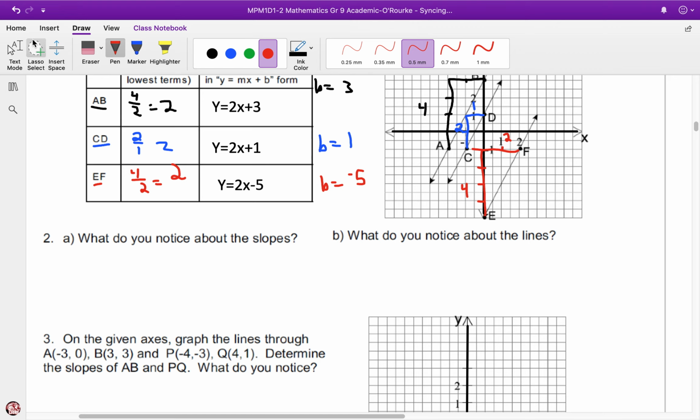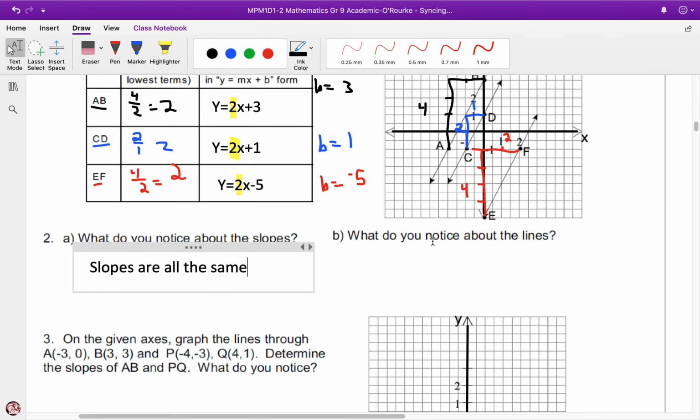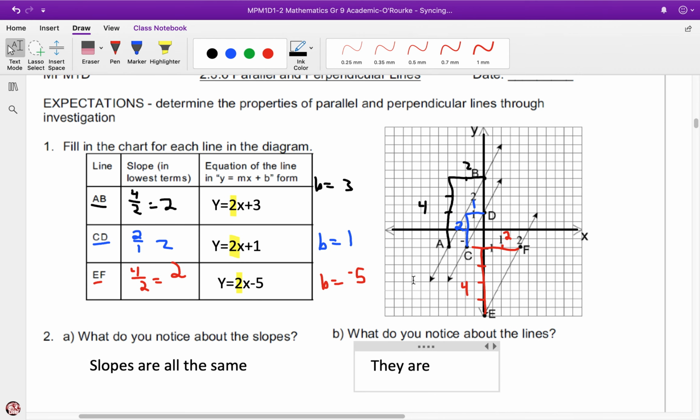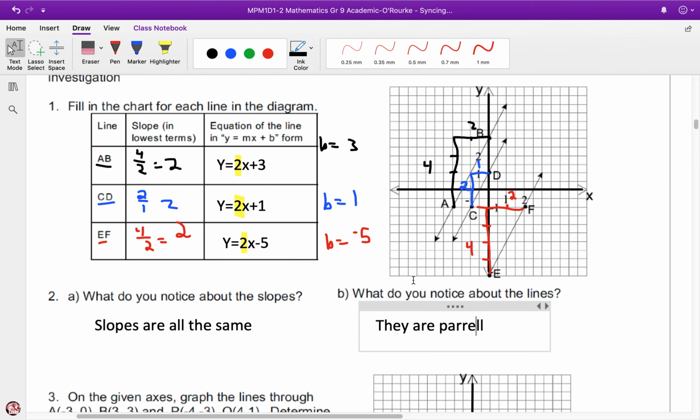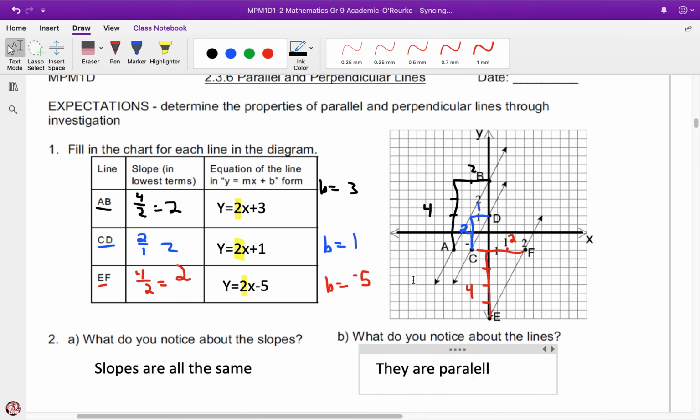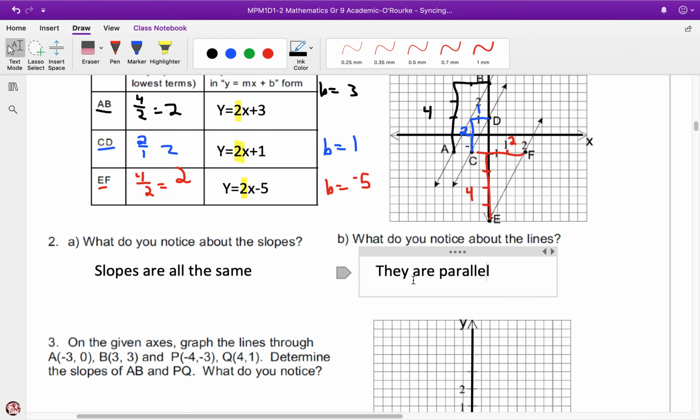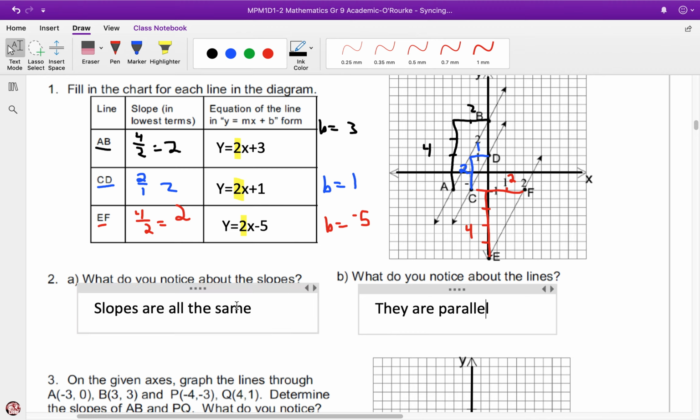So what did I notice about the slopes? If I look at the slopes here, they're all the same. And what do you notice about the lines? And this is one of the words I can never spell. They are parallel. Did I get it right? And one here. They are parallel. All right. So it looks like if the slopes are equal, the lines are parallel.